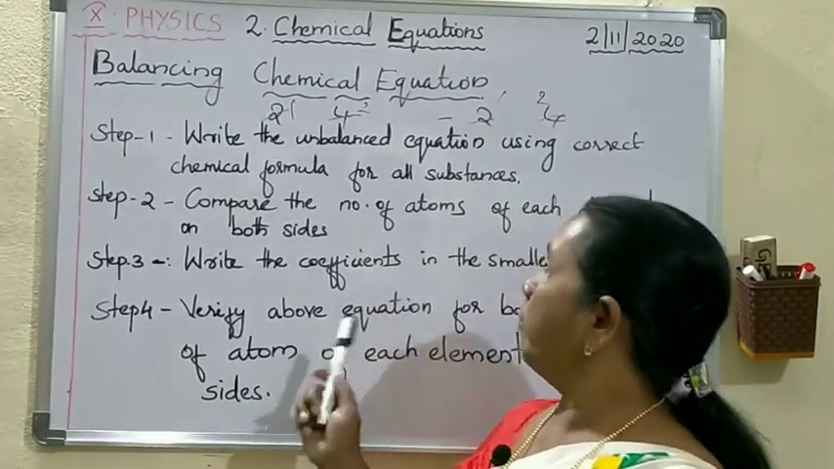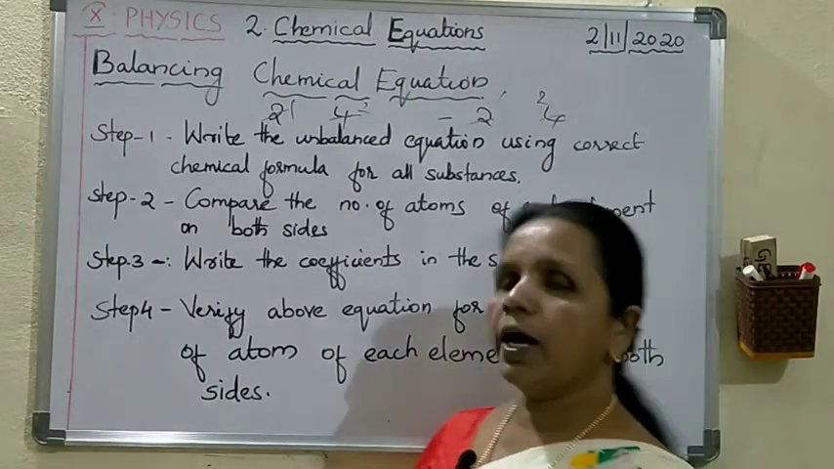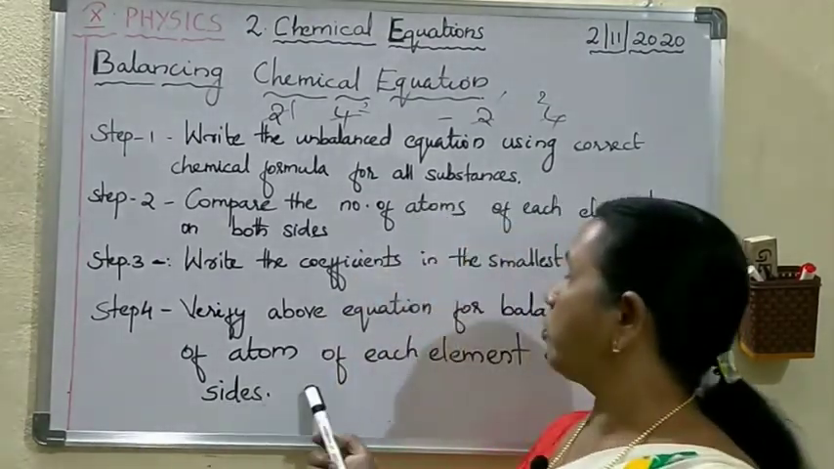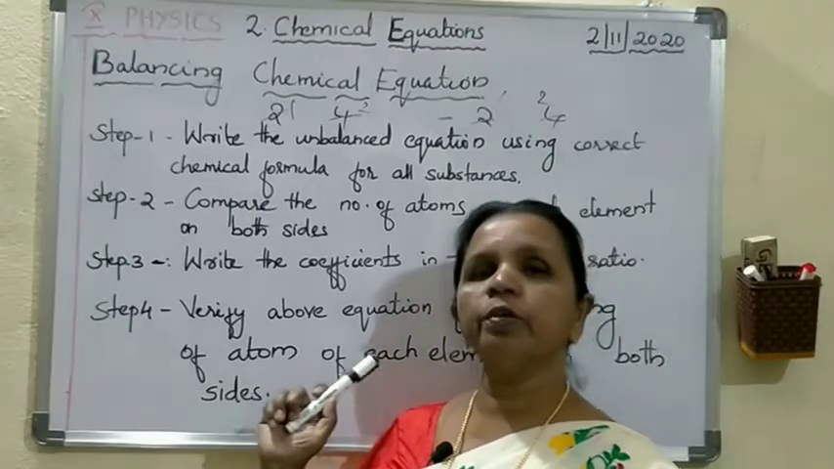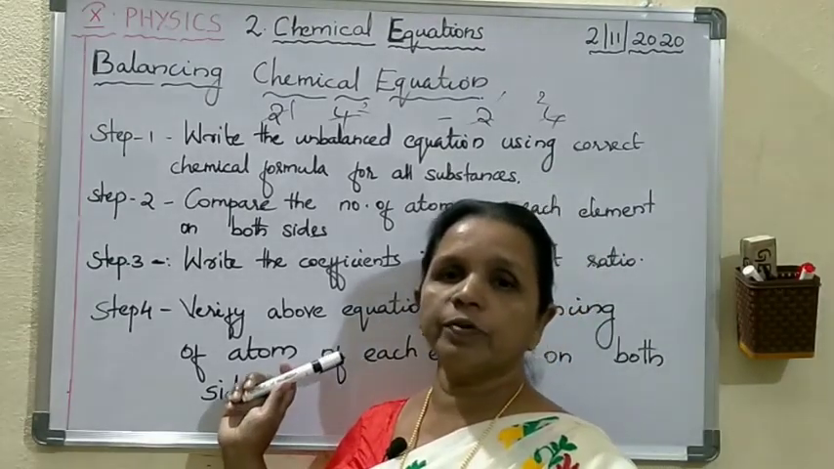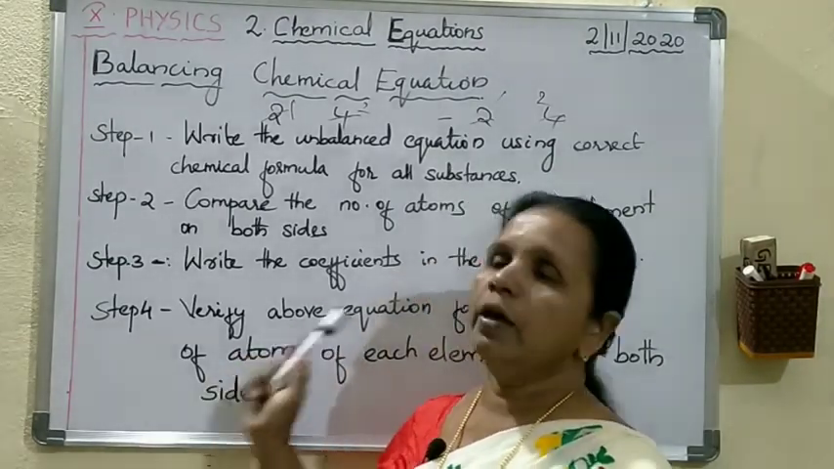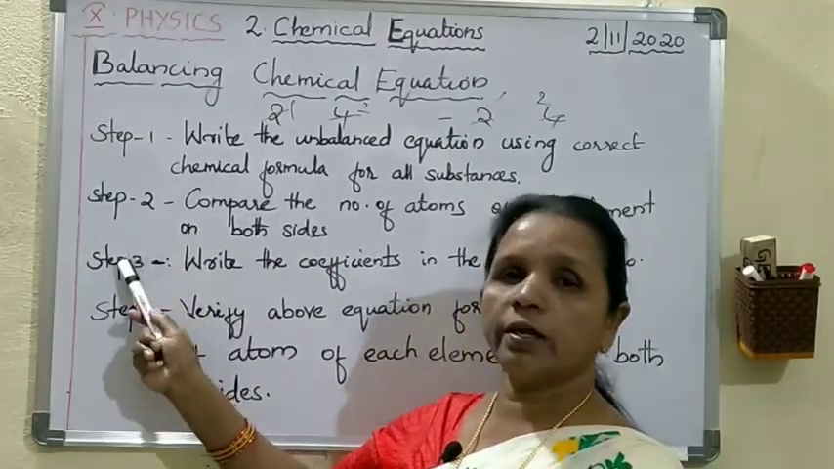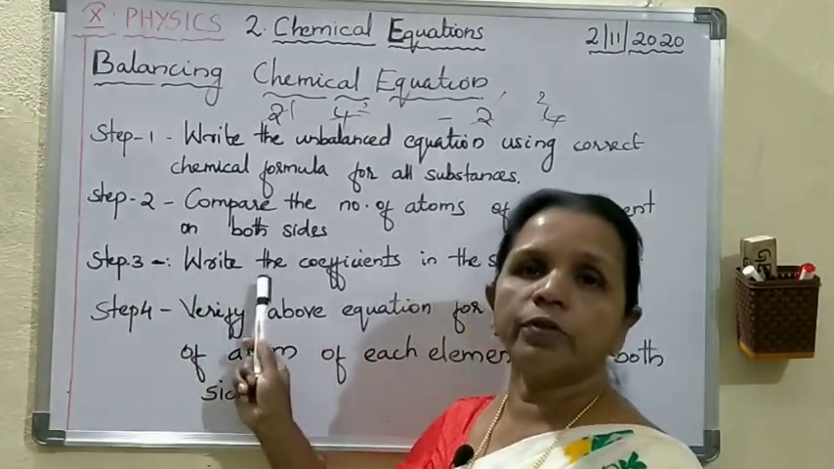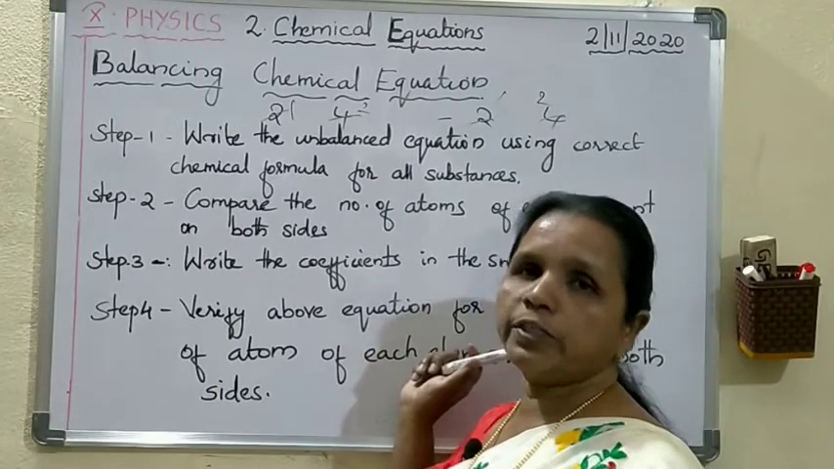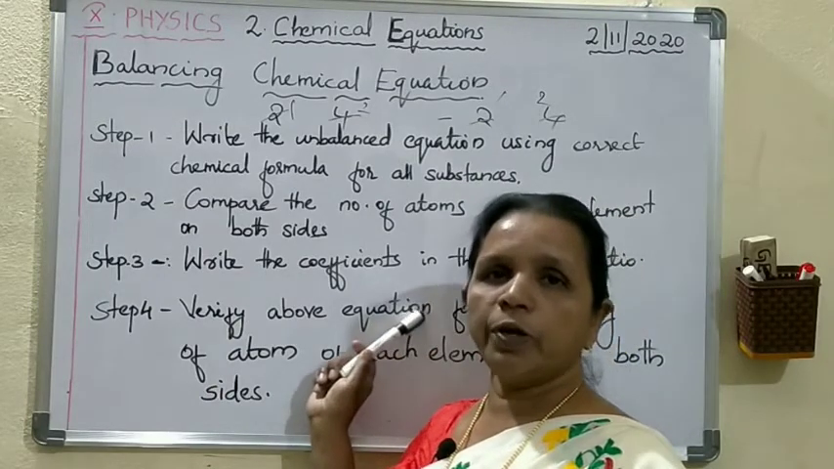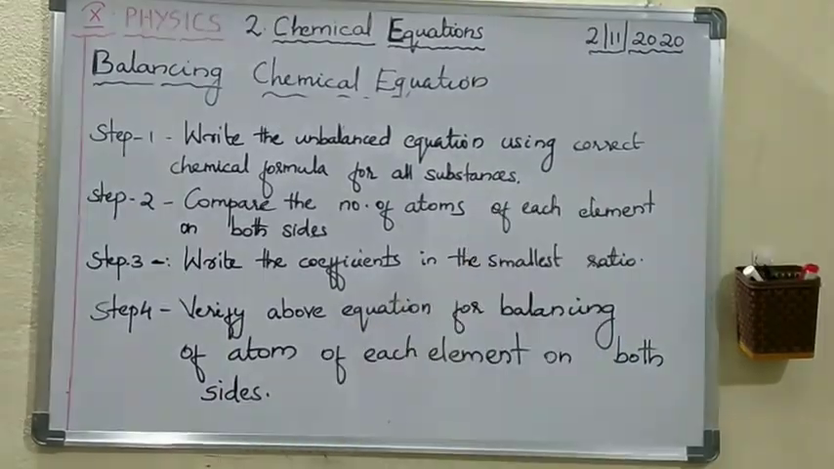Fourth one, verify the above equation for balancing of atoms of each element on both sides. The number of atoms we have to compare on both sides. Whatever number is on the reactant side, that much should come on the product side also. Then first I will explain to you with one example.